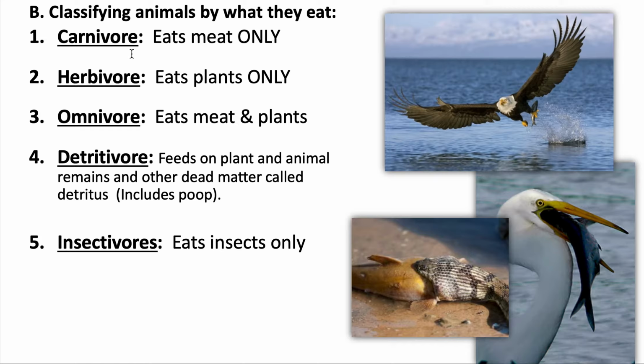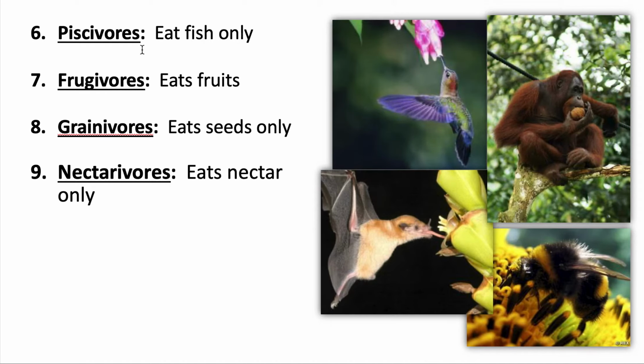Detritivores feed on plant and animal remains and other dead matter called detritus, which does include poop. And then insectivores eat only insects. Piscivores eat only fish. Frugivores eat fruit. Granivores eat seeds. And nectivores eat nectar. Right? So these terms will get brought up again throughout the year a little bit. And as you research different animals, you'll identify your animals using these terms quite a bit.